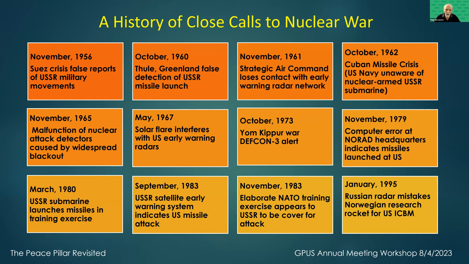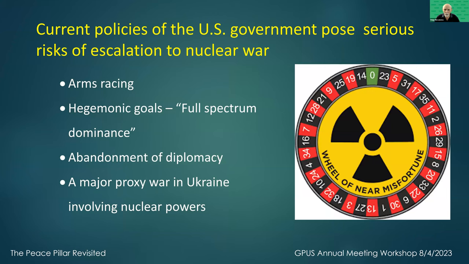So if this is prudent policy, then I think it needs to be re-examined. We are basically spinning the roulette wheel of nuclear disaster by engaging in arms racing, by pursuing hegemonic dominance. Full spectrum dominance is what the military calls it. It's just chasing a dream of being able to rule the world by force.